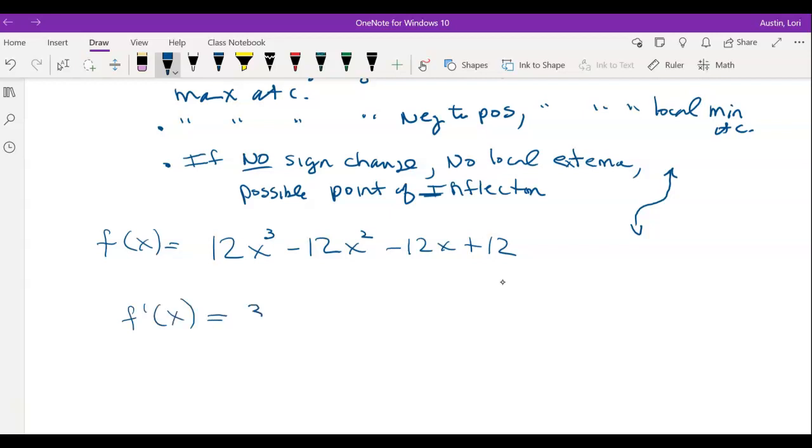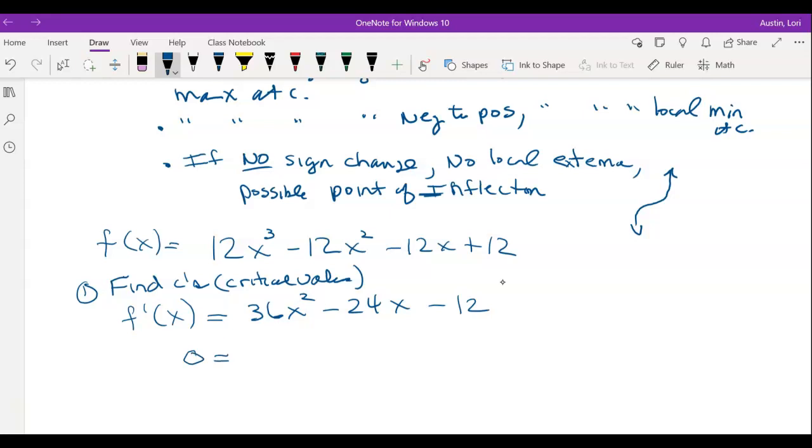What's f prime? You've got to get those critical values. So that's what we're finding. Let me put some steps in for you. Find your c's. Your c's are referred to as your critical values. Critical values occur when f prime equals 0 or doesn't exist. This exists for all x's, so you don't have to worry about it not existing. Set it equal to 0.